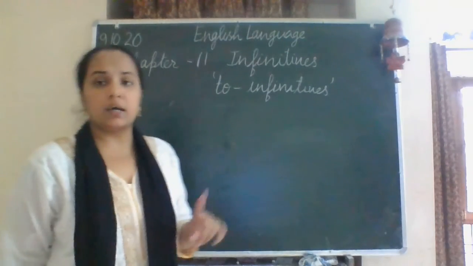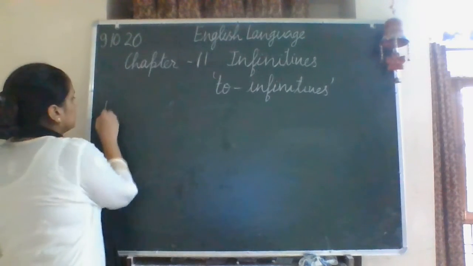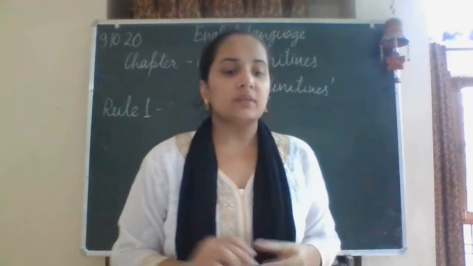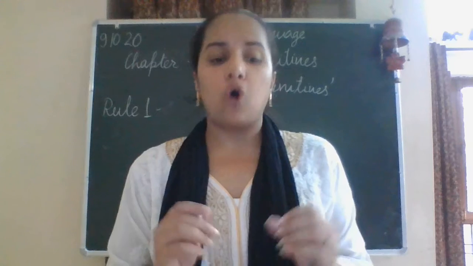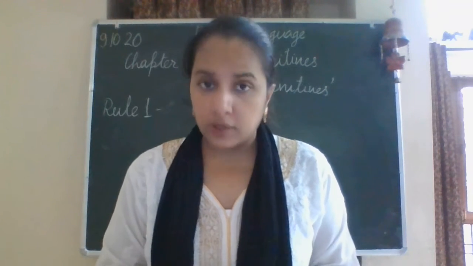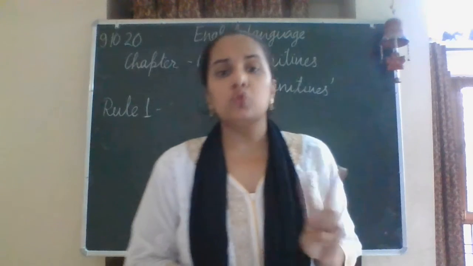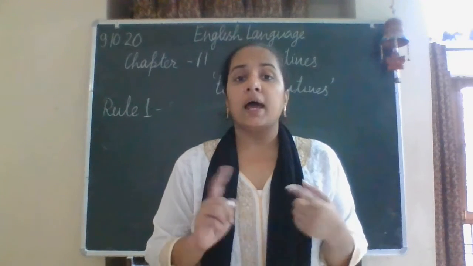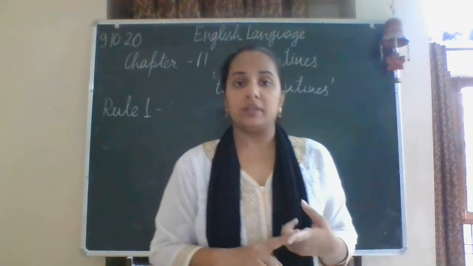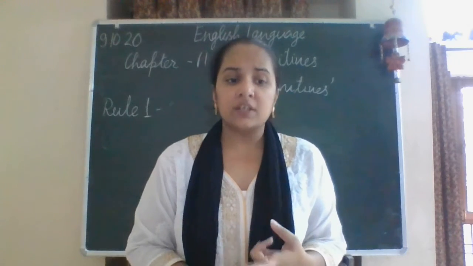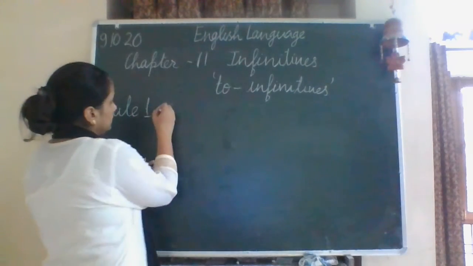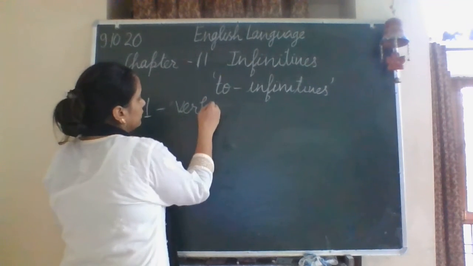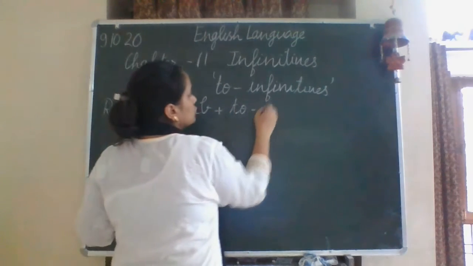So first we will start with the first rule, that is rule 1. In rule 1, the to infinitive is most often used after the verb, meaning there will be two verbs in the sentence. The first verb will be the main verb, and the verb that will be used with to will be the infinitive. For example, the first verb plus to infinitive.